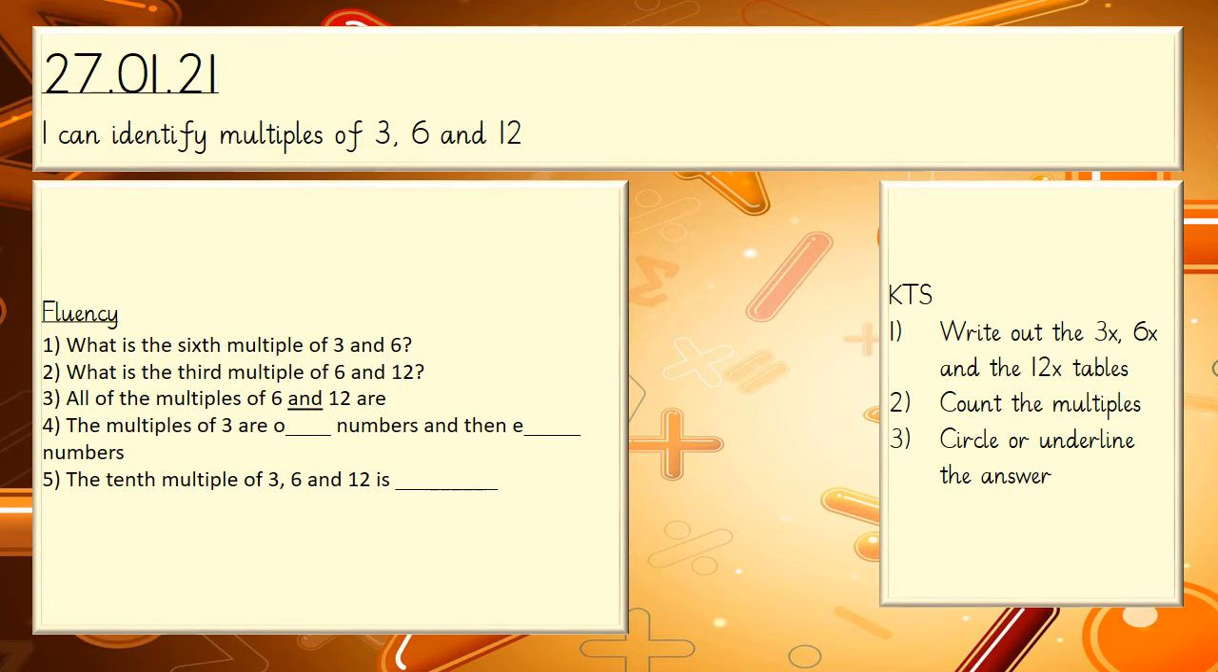Number 3 says, what are the multiples of 6 and 12? So you're looking for the common multiples. So which multiples are in the 6 and the 12 times table? The multiples of 3 are a word that begins with O numbers, and then a word that begins with an E. So what pattern does the 3 times table follow? And then finally, number 5 says, what is the 10th multiple of 3, 6 and 12? So you're looking for 3 answers there. Pause the video here whilst you solve the fluency.